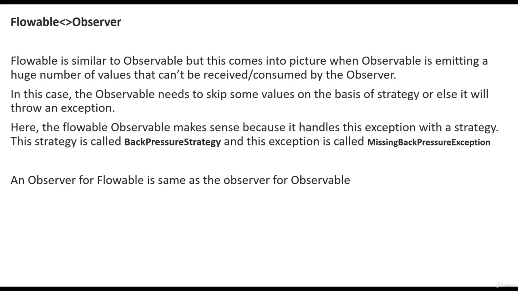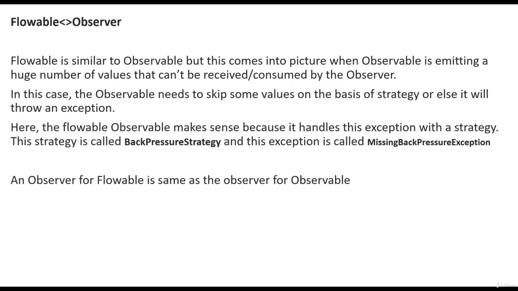So the flowable is similar to the observable, but it comes into the picture when your observable is emitting a huge number of values that can't be received and consumed by your observer. So let's say your observable is emitting too many values and they cannot be consumed or received by your observer. At that time, it will have an error. In this case, the observer needs to skip some values based on a strategy, or else it will throw an exception. So we must have some strategy for what to do when you receive too many items that your observer cannot consume.